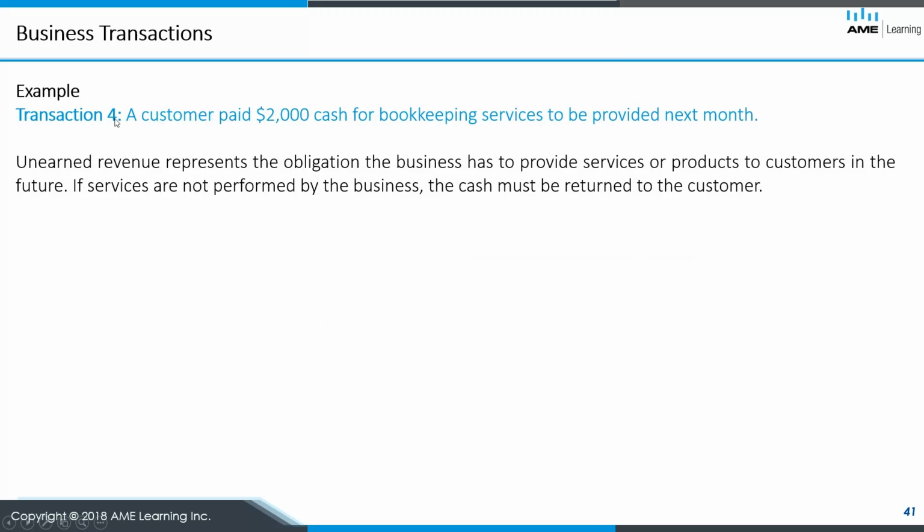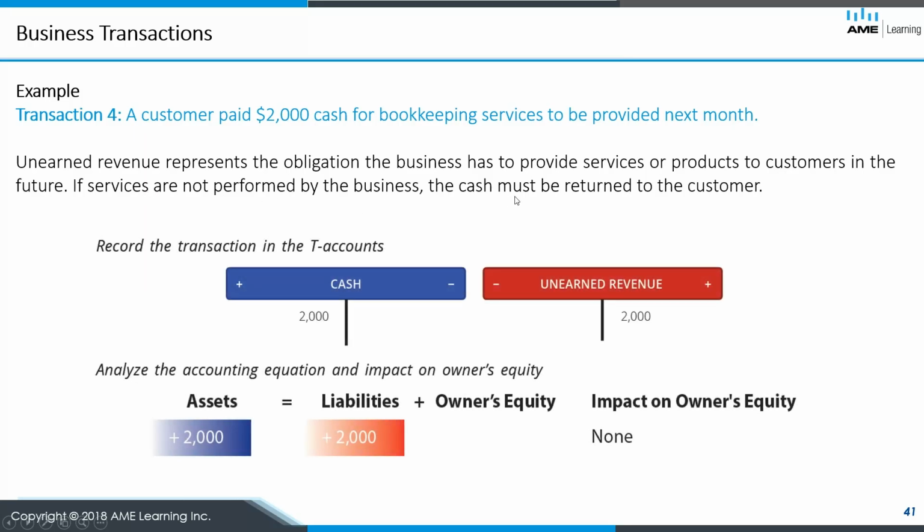Okay, we have an example, transaction 4 here. So if a customer paid $2,000 cash for bookkeeping services to be provided next month, remember the timing here is really important. And so we got money, but we have not yet earned the amounts yet, right? We got the cash, but we're not going to be able to record revenue for that until the following month. Okay. So we use this liability account we discussed previously called unearned revenue, right? And that's going to represent our obligation to provide those services or product in the future. And if we don't provide them, then we have to return the cash.